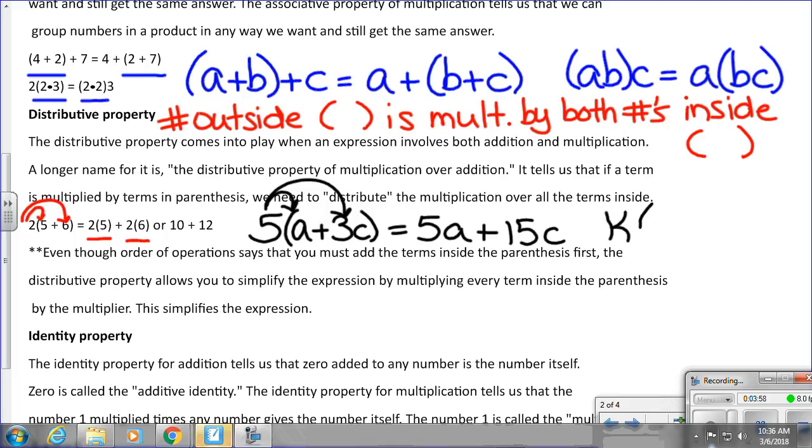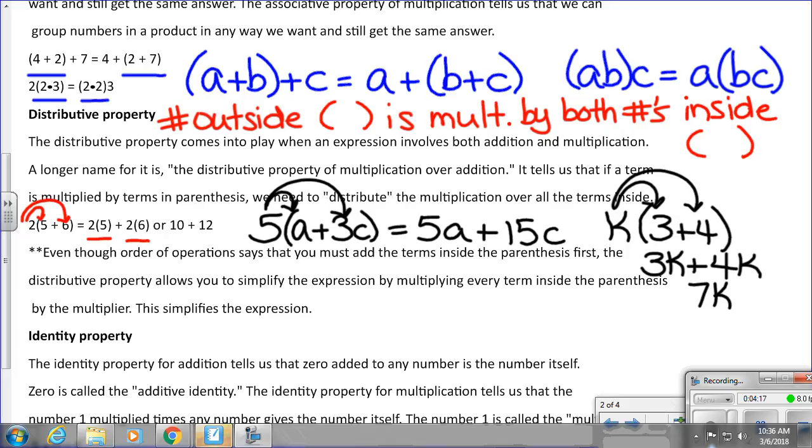Sometimes you may see a variable sitting outside the parentheses, but you do the exact same thing. Multiply the K times 3, you get 3K, and multiply the K times 4, and you get 4K. Now this one you could actually get a total of 7K, because you can combine variables that are exactly the same, but you cannot combine them if they are different. So we did not combine the A and the C. They are not the same variable, but we did combine the K's.